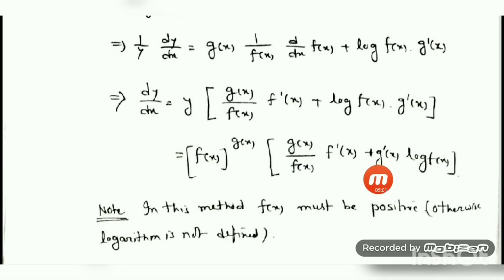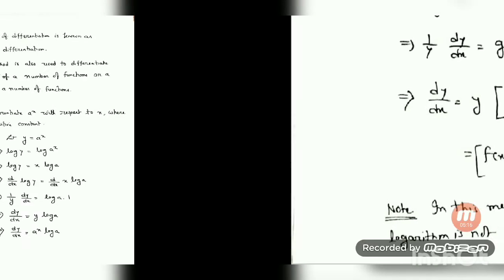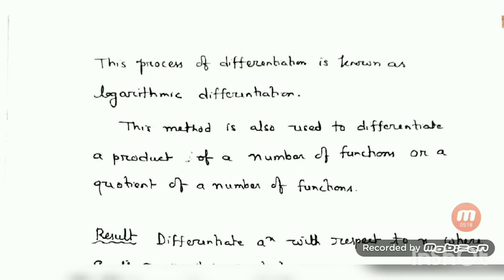Conventionally, we write down this as the first term and this as the second term. First product of the, that means the factors. This is the first factor and this is the second factor. In this method, f(x) must be positive. You try to remember it. f(x) must be positive because the logarithm of a negative number we cannot define. And this process of differentiation is known as logarithmic differentiation.